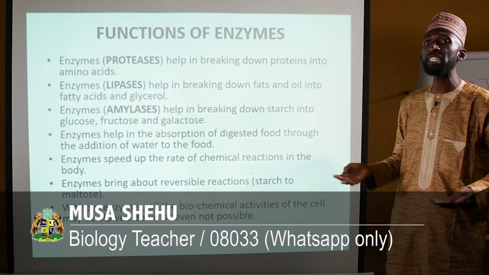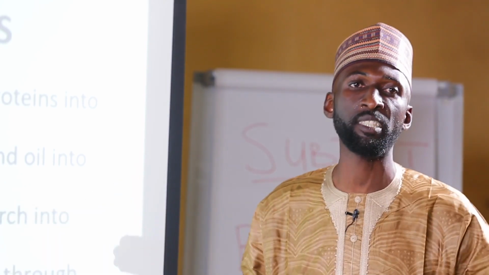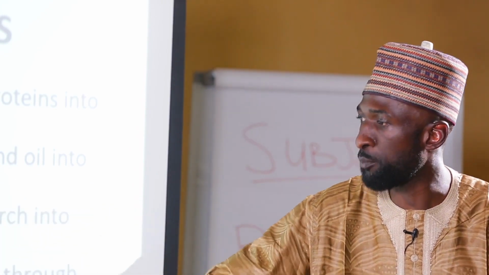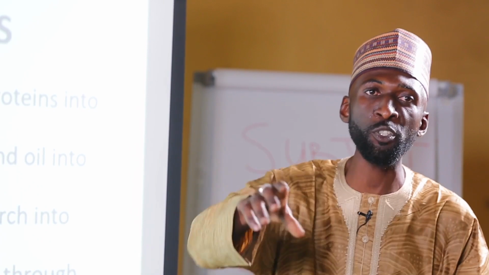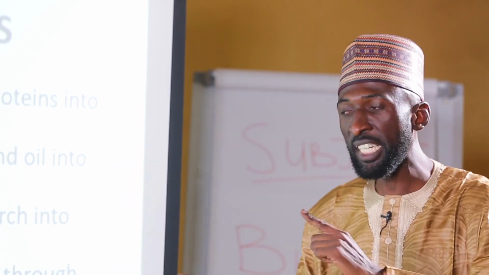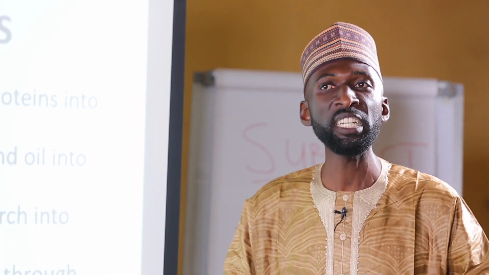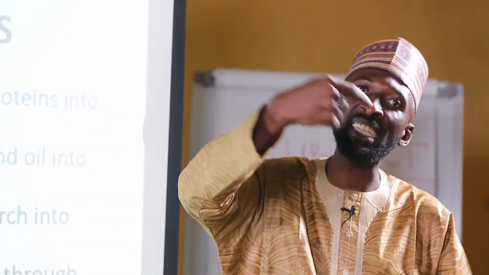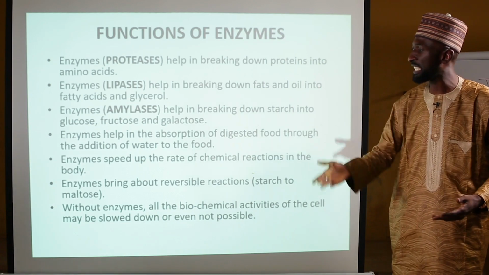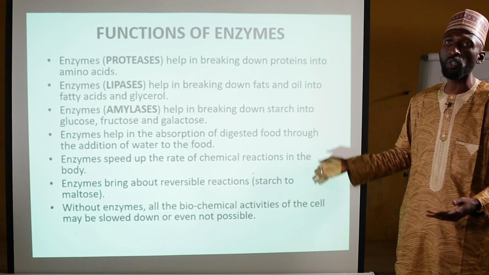When we say a reaction is reversible, it means it can proceed in two ways. That means starch can be converted to maltose through a process known as hydrolysis, that is, addition of water. The same maltose can be converted back to starch. And that process is called a reversible reaction, when a substance can be converted from one form and it can be reversed to the previous form.